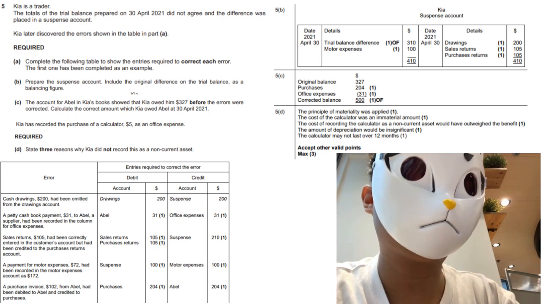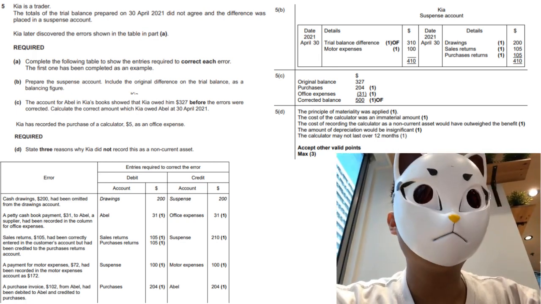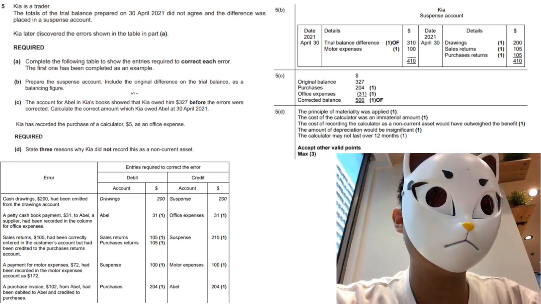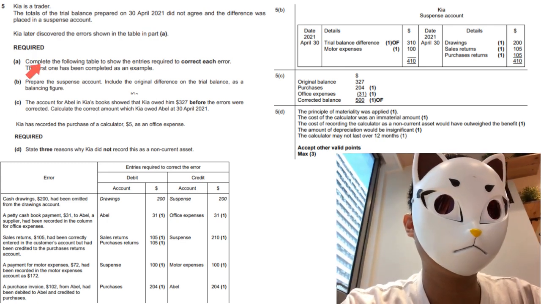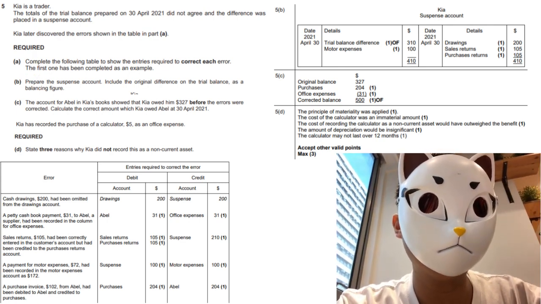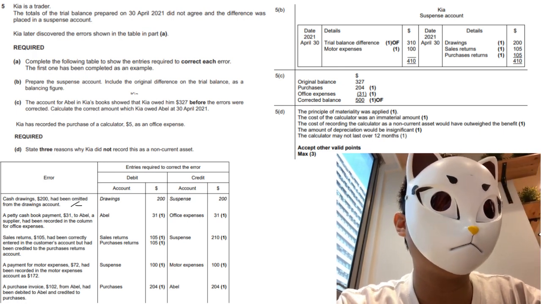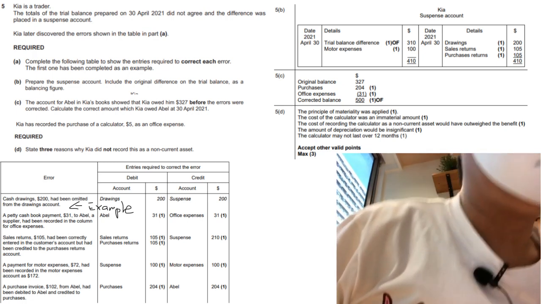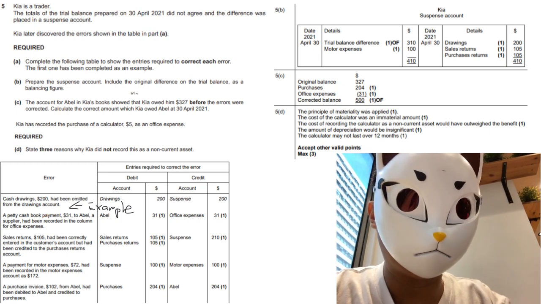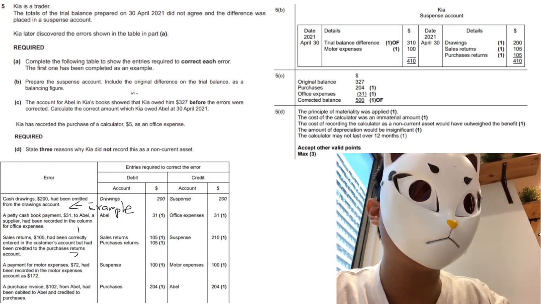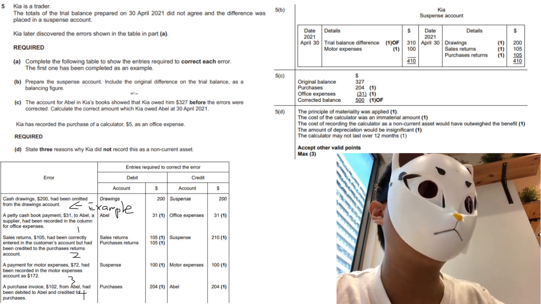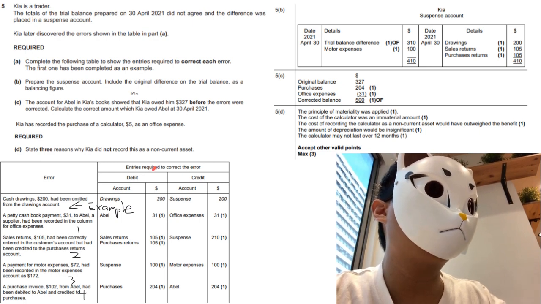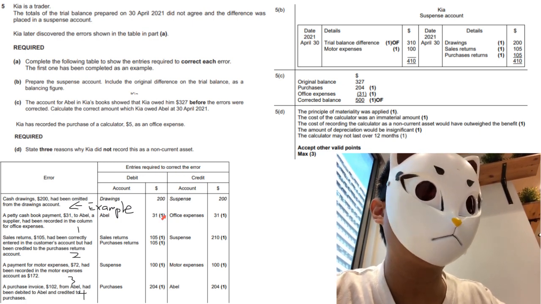Here we go to the last question in this exam series. In this question, in part A, candidates have to do the corrections. There is an example given in the question paper. As you can see, there are no marks rewarded for this example. And then there are a total of 4 errors. So what do candidates need to do? They need to do the entries required to correct the error. As you can see, there are marks rewarded.